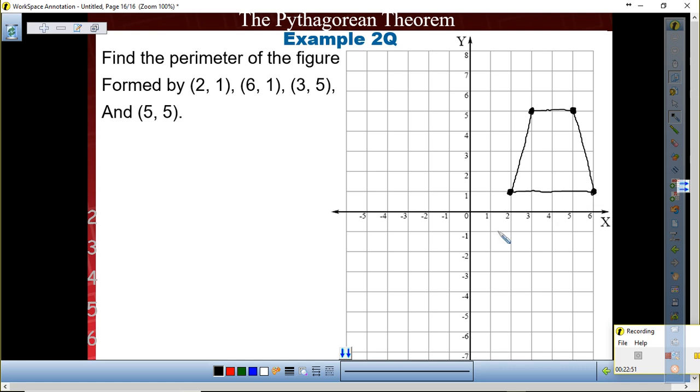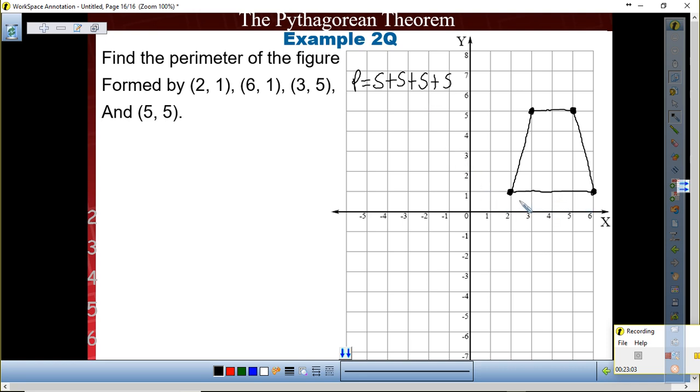So how many sides do you see? Four. So to find the perimeter of any figure, you add all sides. So the perimeter is side plus side plus side plus side, four sides. What if it had five sides? Then it would be plus side, another side. Does that make sense? All right, so now that we have that, let's label our sides.